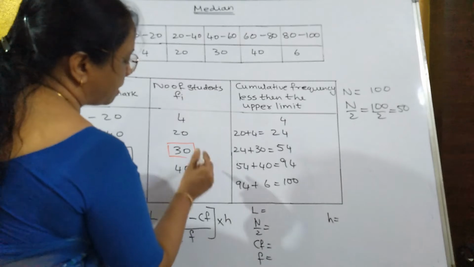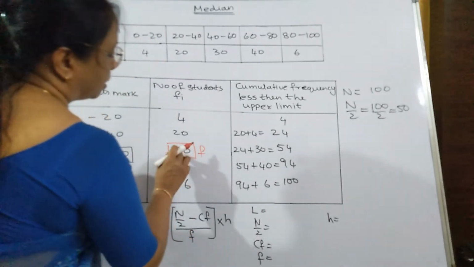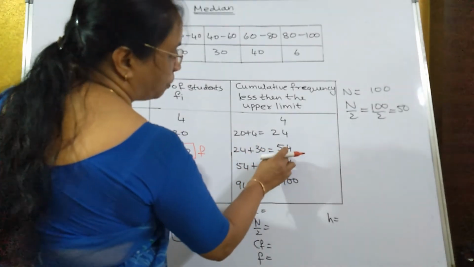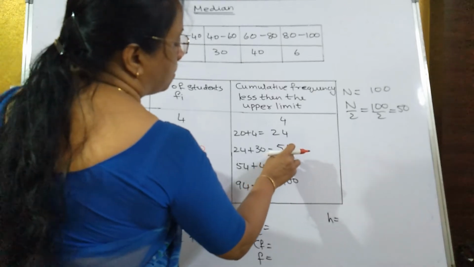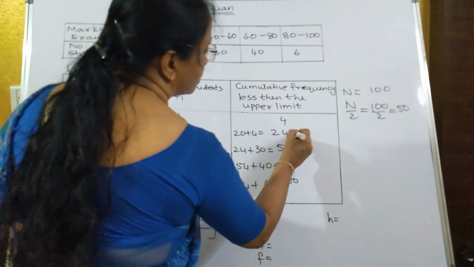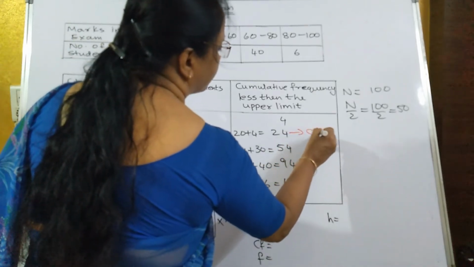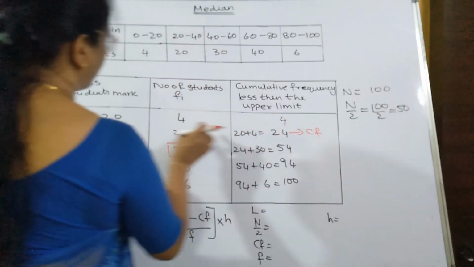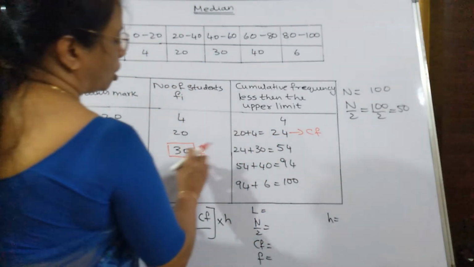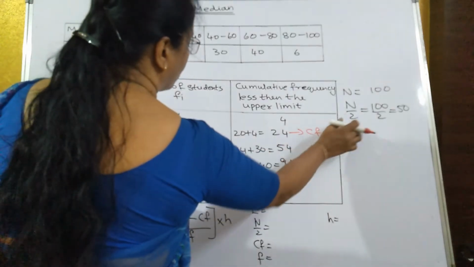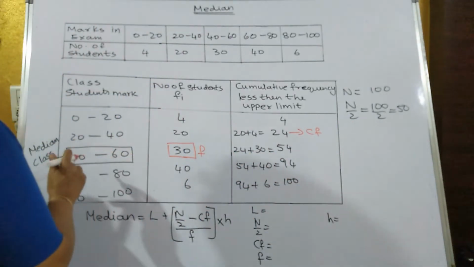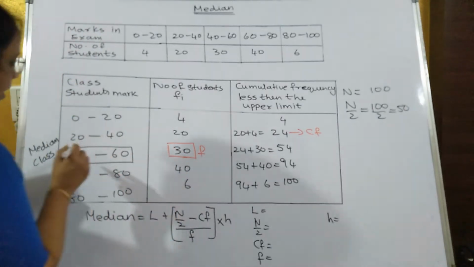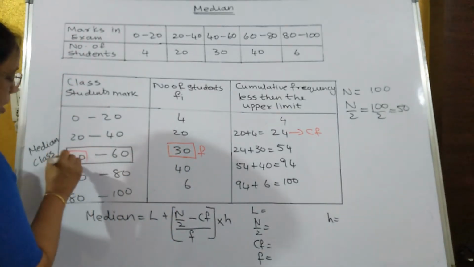That is, 30 is known as f, and the above one, not this particular 54 we had got over here, but we are not supposed to take this. This you'll take it as CF. So CF is the above class which you have, cumulative frequency of the above class you are supposed to take, not of the same class which we have got over here. So this is your cumulative frequency, this is your f, and 40 is known as L.